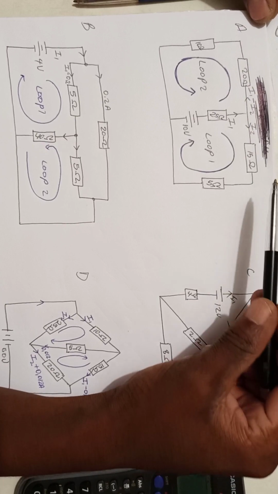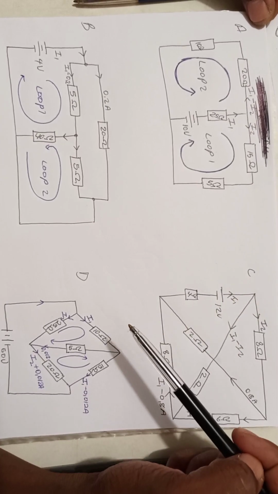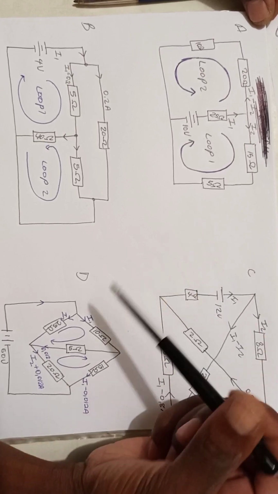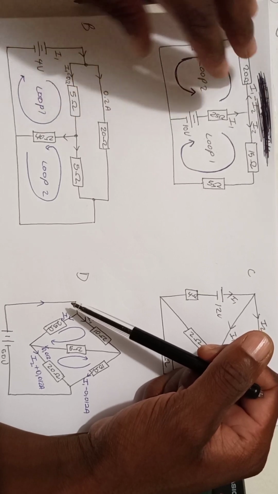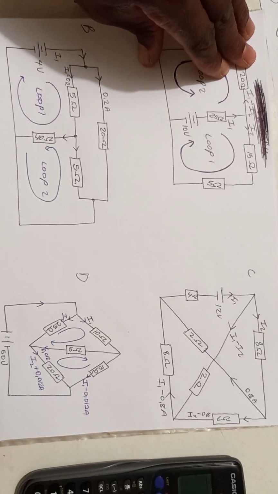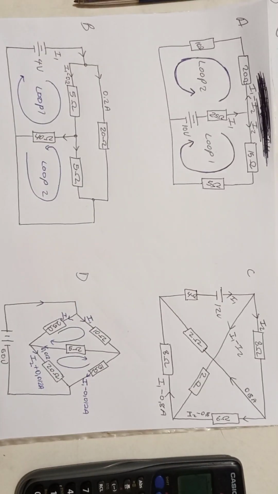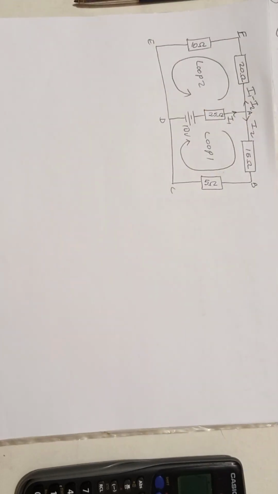In this tutorial, we'll be doing these loops. We will be applying Kirchhoff's law of current and voltage to calculate the unknown currents. So we will start with this one, then this one, and this one. So let's not waste time. Let us start.